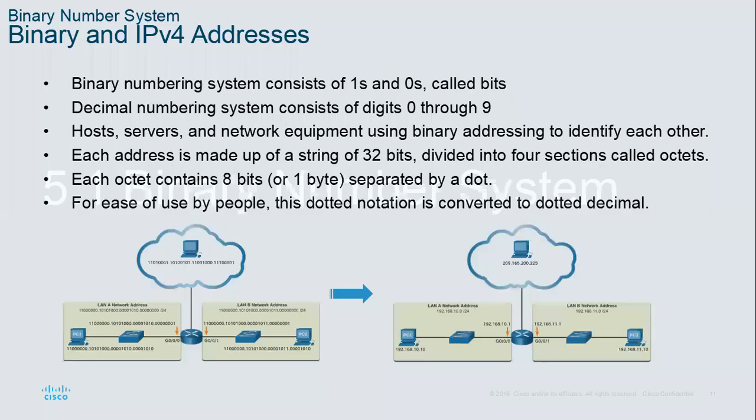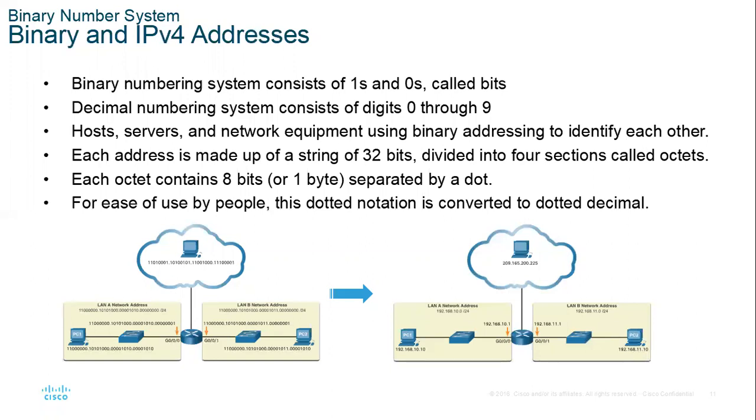So binary number systems consist of zeros and ones, like I said, decimals being 0 through to 9. Hosts, servers, and network equipment use binary addressing to identify each other. That's the only way these guys can communicate. They understand zeros and ones, elementary computer science. Each address is made up of 32 bits. That's why we say IP version 4 is 32 bits, IP version 6 is 128 bits, and a MAC address is 48 bits.